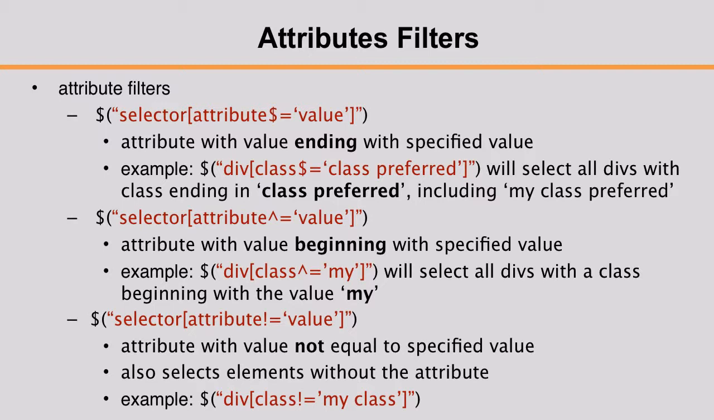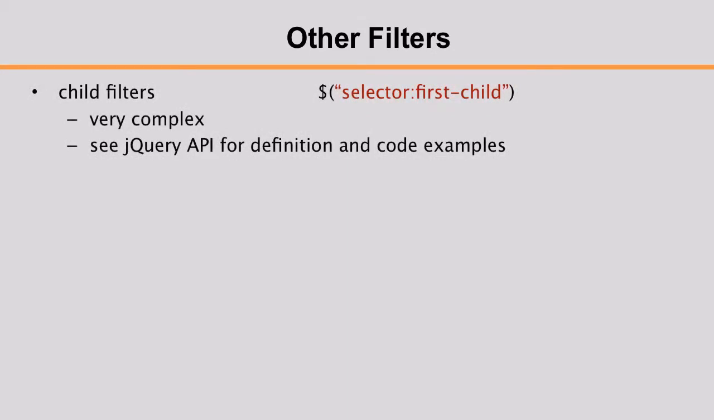An exclamation point sign plus an equal sign preceding a value will select all elements in the selector that do not have the specified attribute, or will select all elements in the selector that do not have an attribute with that value. There are other filters available.